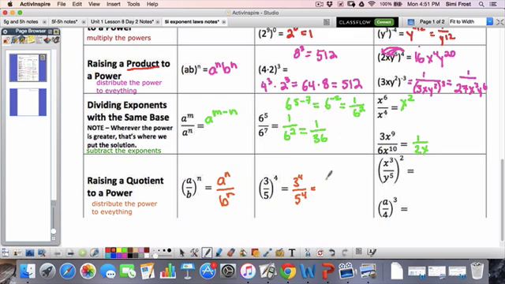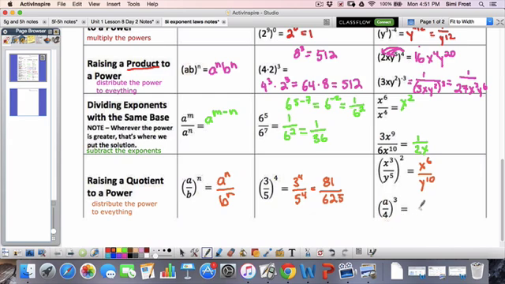3 to the power of 4 is 81. And then 5 to the power of 4 is 625. And I do not believe this is reducible. I don't think anything goes into both the top and the bottom, so we'll leave our answer just like that. All right, hit everything inside. This would become x to the power of 6, and the bottom becomes y to the power of 10.